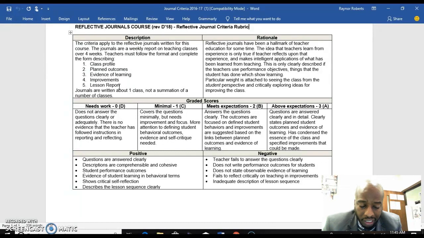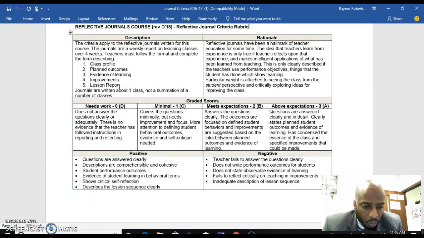Shows critical self-reflection. So we want you to remember, this is a reflective journal. So we want you to think about it, and we want you to basically criticize yourself and go through the notions. Simply saying that you had a bad lesson or a perfect lesson is just not good enough. What made it bad? What made it good? What made it moderate? Remember, this should be evidence-based. And then, did you describe the lesson sequence? Basically, go through the paradigm, starting from greeting and warmer all the way down to your communicative activity. Okay?